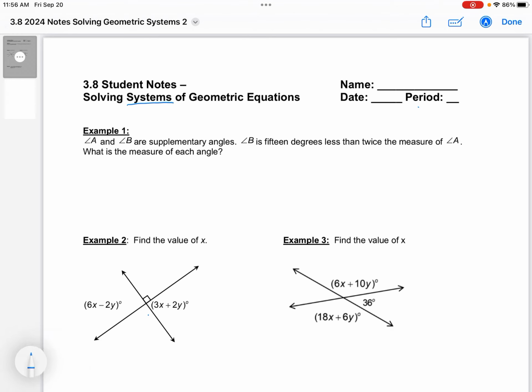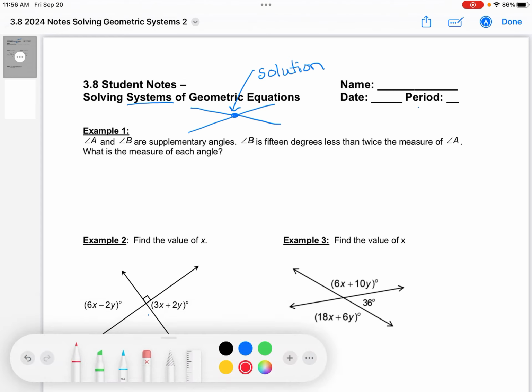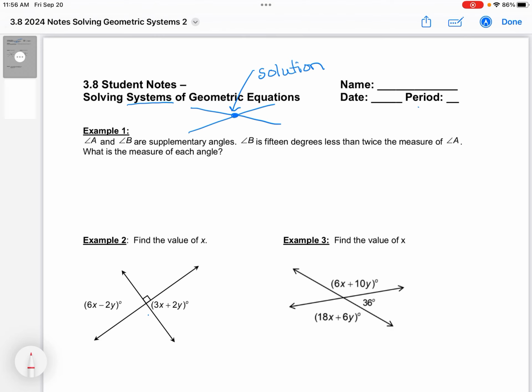Solving systems of equations. You should remember solving systems means we have more than 2 equations. We're basically finding where the 2 equations have the same answer, the same ordered pair, which is our x and our y, or in this case, our a and our b. So the first thing I know is that I need 2 equations because I have 2 variables. So I know supplementary means 180. So if I want to draw a picture, I know I'm going to have 2 angles and they're going to add up to 180.